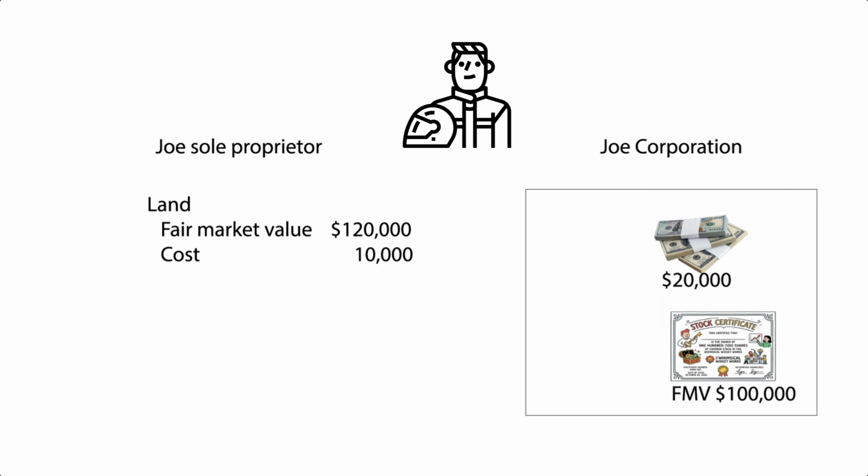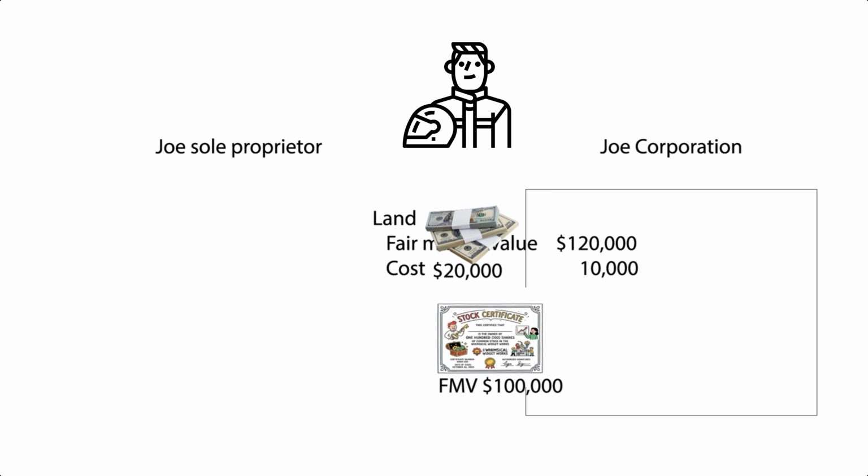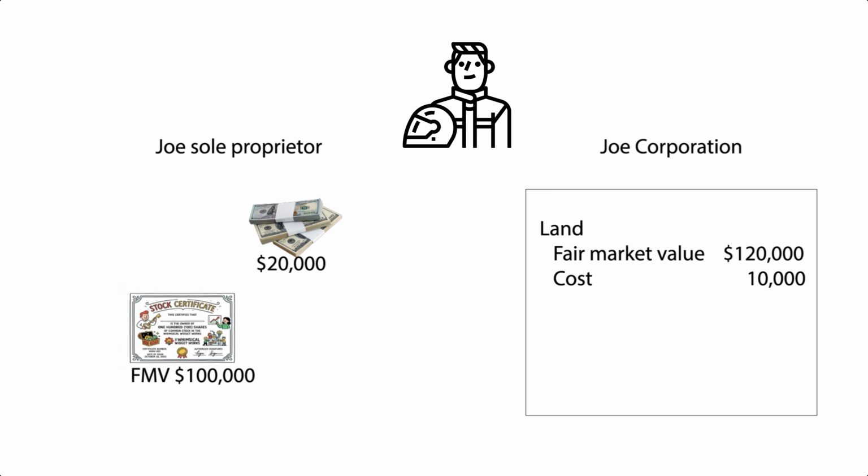Let's revise our example of Joe forming a corporation to include boot. In this example, Joe only has land as the asset, and he transfers it to the corporation in exchange for stock and $20,000 of cash. The exchange qualifies under Section 351 because it is property for stock, and Joe is in control of the corporation immediately after the exchange. So no realized gain is recognized except to the extent of the boot, the $20,000 of cash. The first thing we need to do is calculate the realized gain or loss.